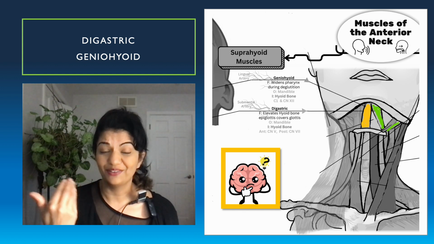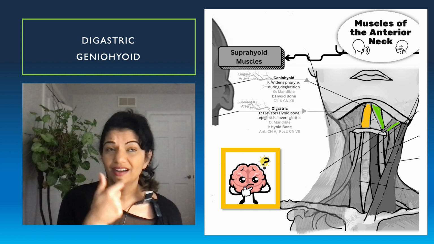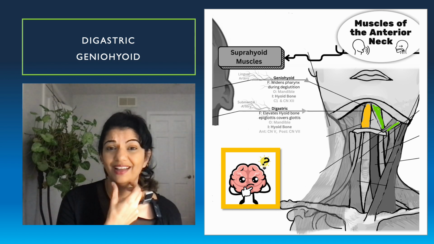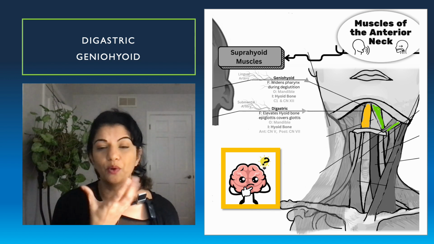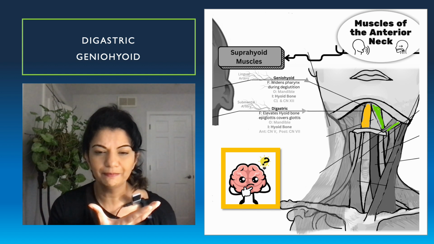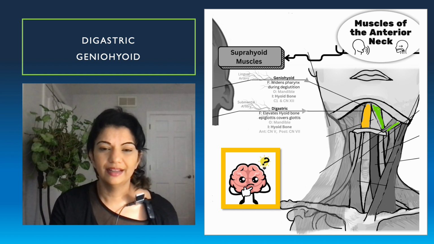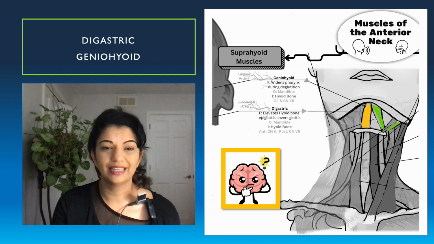That is your Geniohyoid. It starts here on the inside of the mandible and then it goes to your hyoid bone, right? And what it does, it widens the pharynx during swallowing, and basically helps with swallowing in that process.